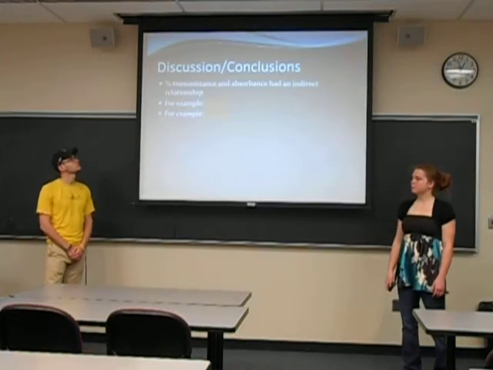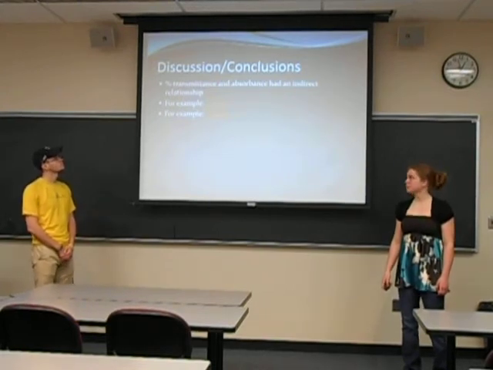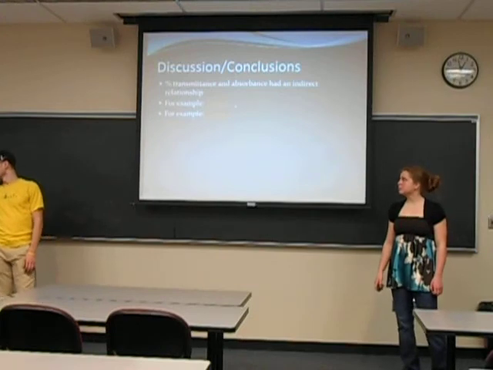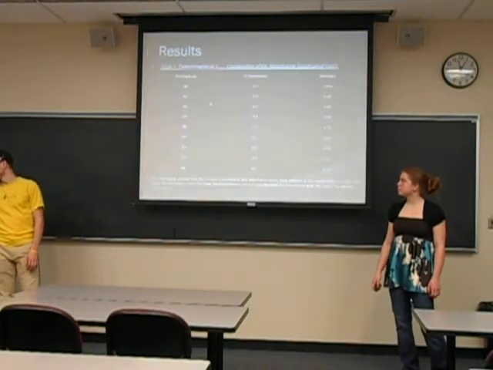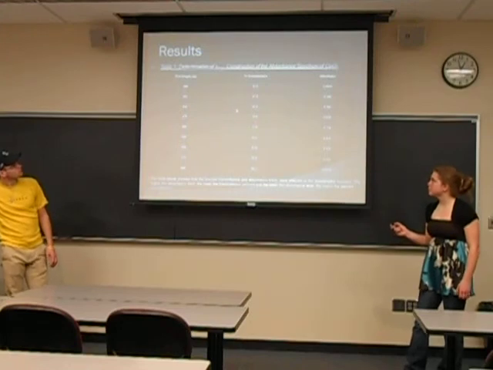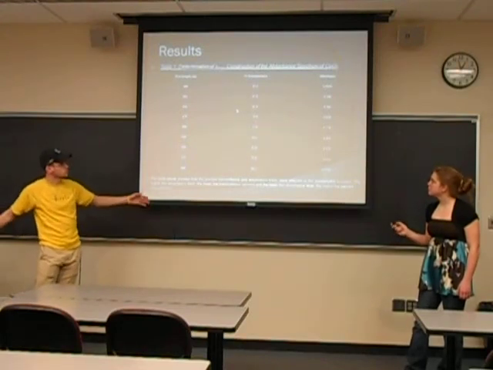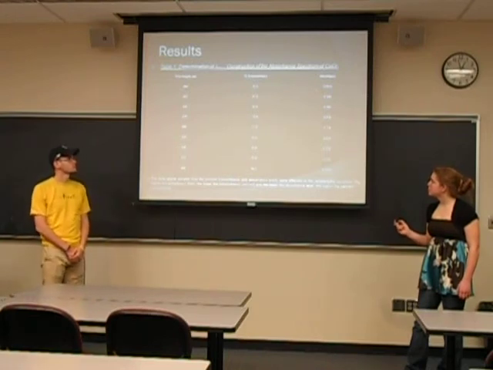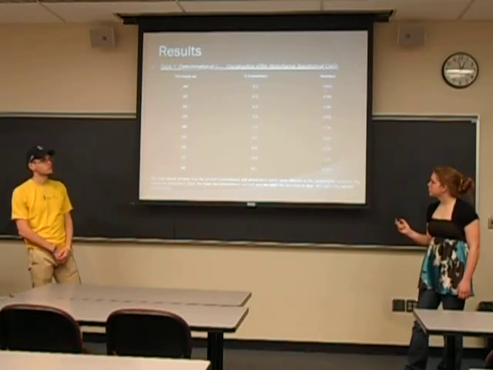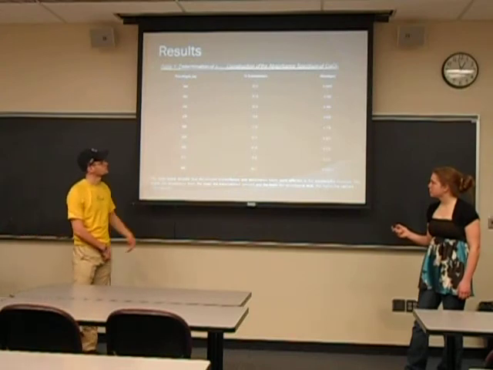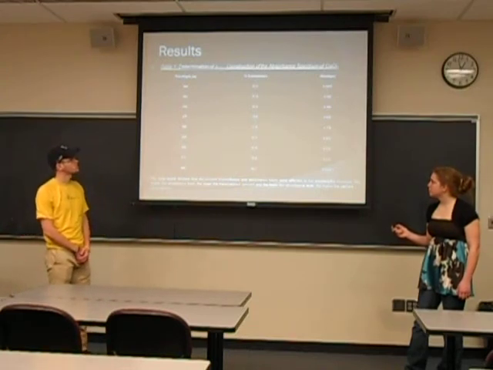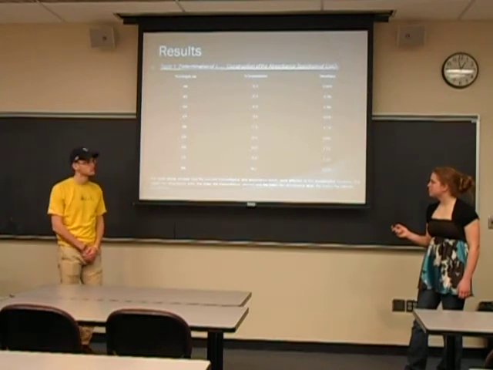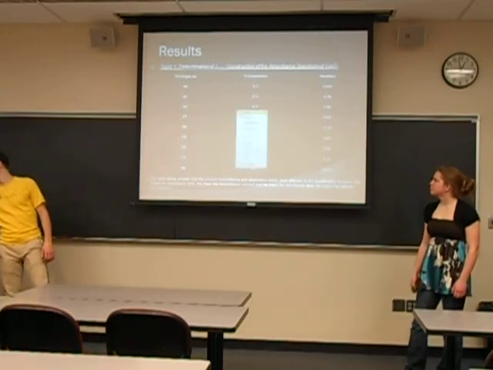And our discussion questions, number 1: percent transmittance and absorbance had an indirect relationship. For example, table 1 shows the percent transmittance and the absorbance and the relation between them. At the very top, you have 82% transmittance with an absorbance of 0.0840, while as percent transmittance decreases, your absorbance increases, showing an indirect relationship.